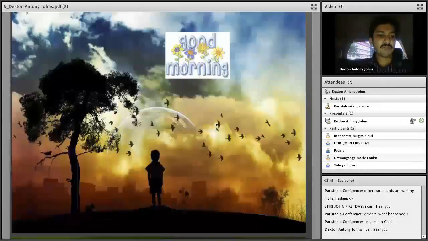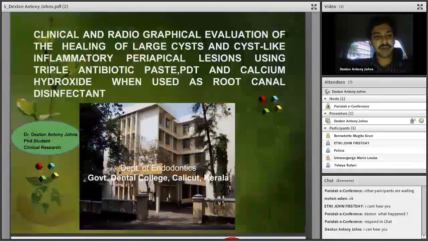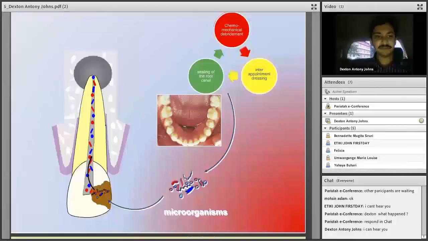Good evening. My presentation is on the clinical and radiographic evaluation of healing of large, sepsis-like inflammatory periapical lesions, using triple antibiotic paste, photoactivated disinfection, and calcium hydroxide as root canal disinfection. This study was conducted as a postgraduate student in Government College, Calicut, Kerala, India.